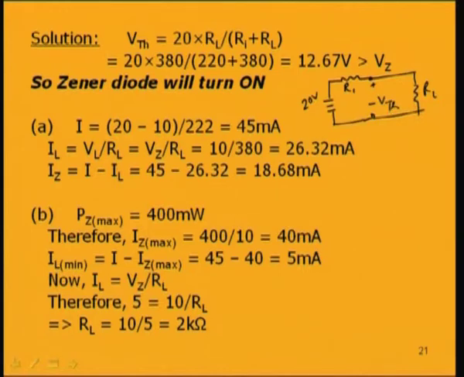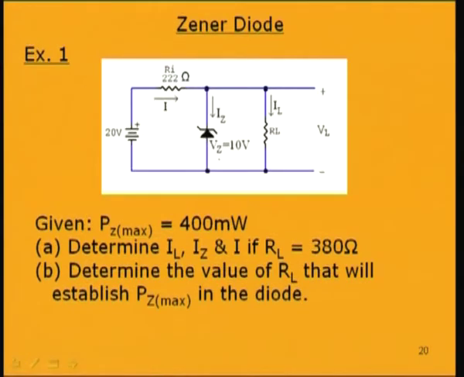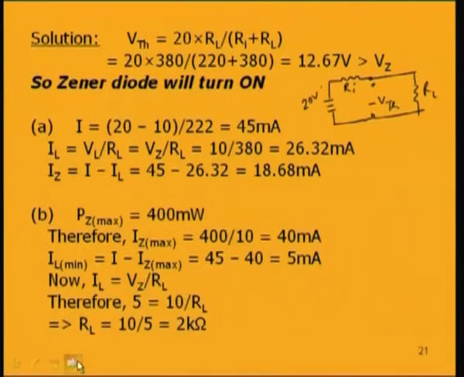Now, this voltage is nothing but 20 into RL by RL plus Ri, and that is equal to 20 into 380 by 220 plus 380, that comes to 12.67 volt, and our Zener diode is having a Zener voltage of 10 volt. So, definitely it is greater than Vz. So, the Zener diode will be turned on, breakdown will occur. So, the Zener diode will turn on.